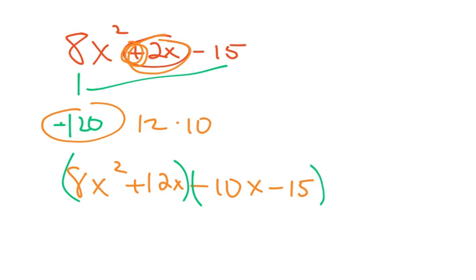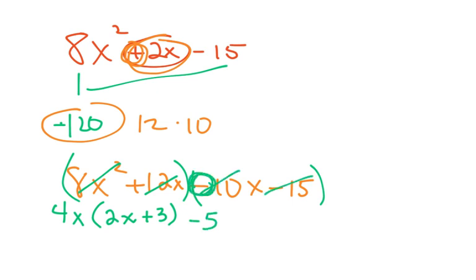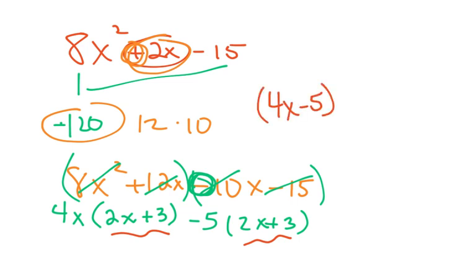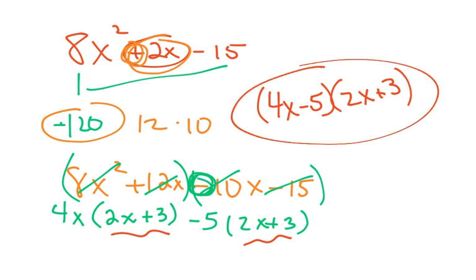Then we group. I'm going to pull out the greatest common factor. In this case, it's 4x, so I'm dividing each of these by 4x. Here, I'm going to pull out a negative 5. No matter what, if this is a negative, we always pull out a negative. And lo and behold, 2x plus 3, 2x plus 3. So that gives us 4x minus 5 times 2x plus 3. That's your answer.